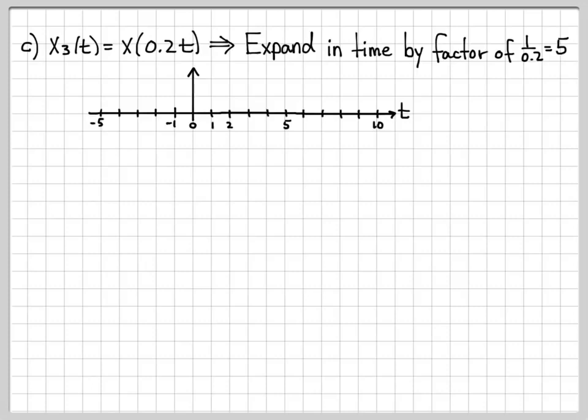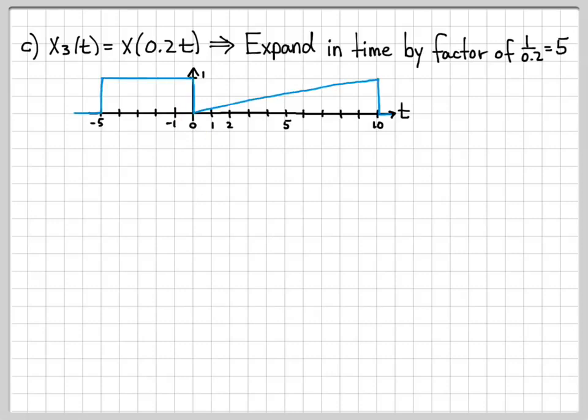We play the same game. We go and look at our original picture and pick points in the time axis. So for instance, it used to end at time t equals 2. Well, 2 times 5 is 10. So now we know the signal is going to end at time 10. It used to start at time minus 1. Minus 1 times 5, because we're expanding by a factor of 5, is minus 5. So we know our signal is going to start at time minus 5. Things that happened at 0, 0 times 5 is still 0, so what used to happen at 0 still happens at 0 in this picture.